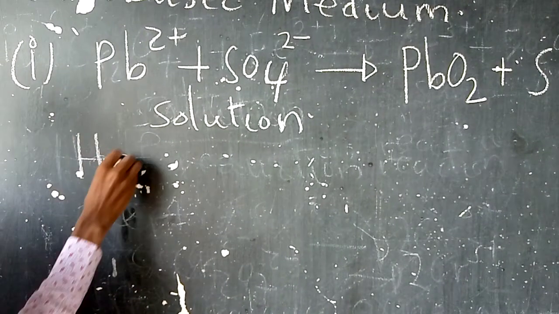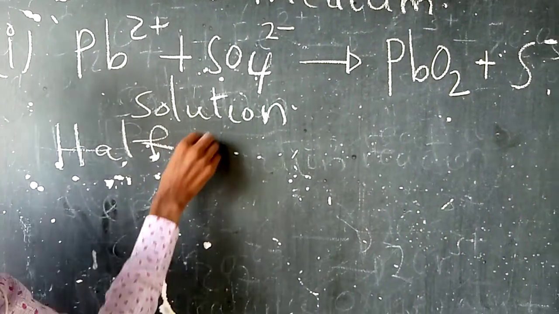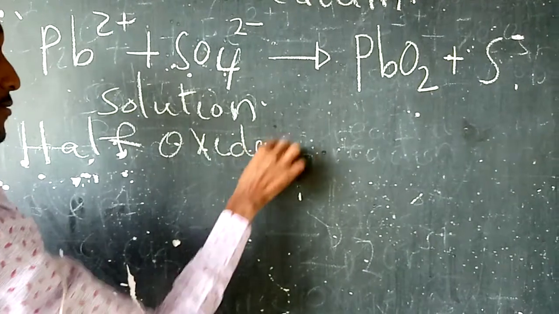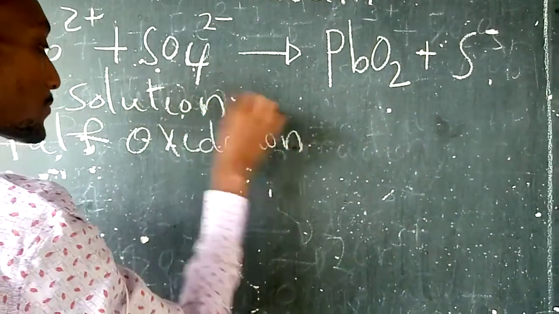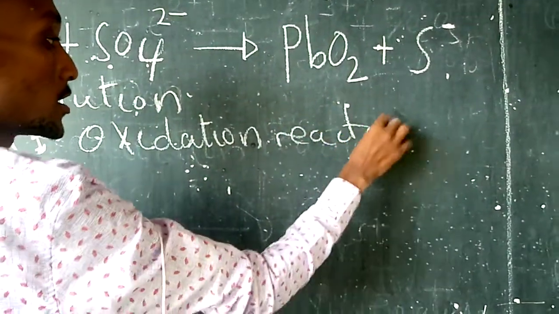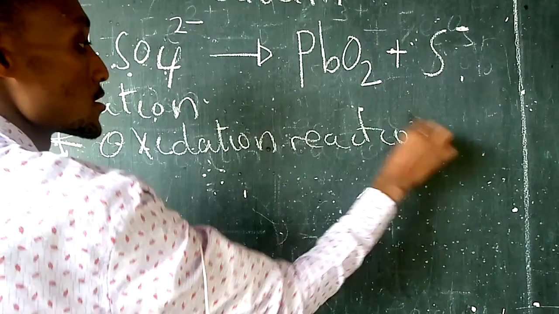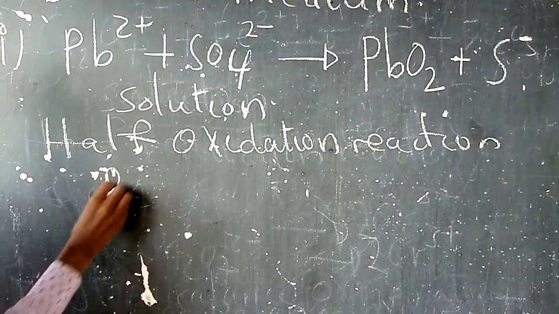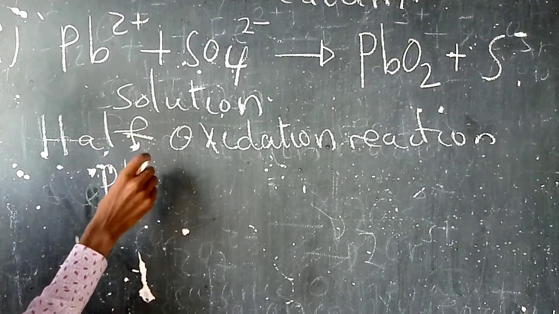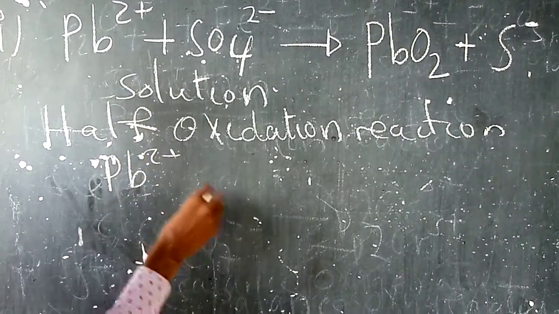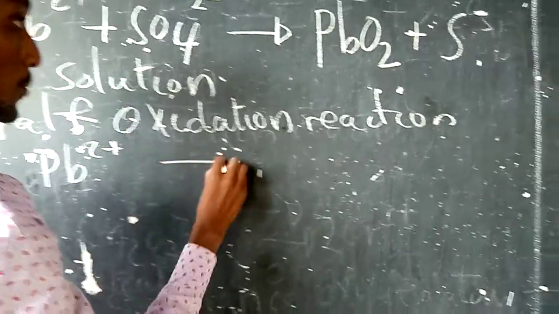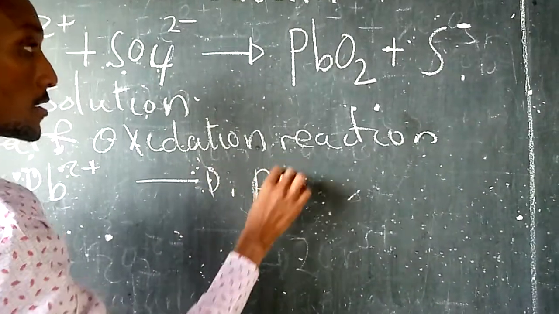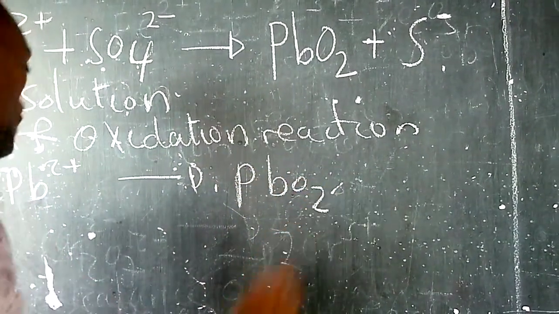Half oxidation reaction. Our half oxidation reaction here is this one: lead 2 positive to form lead oxygen 2.